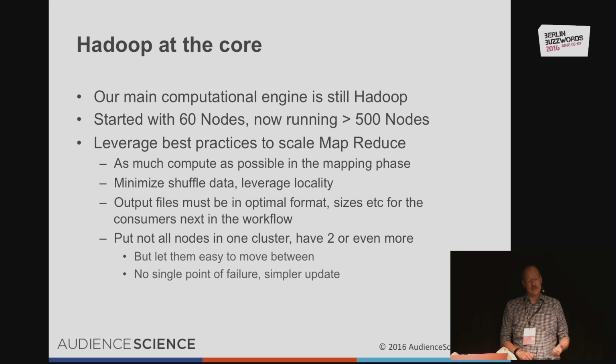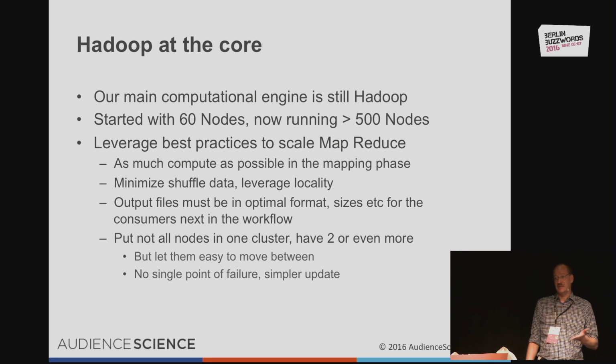Then another big piece is that the output of the jobs must be in a format and in a way that's also optimal for the next inputs. So it doesn't fit if your actual job runs well and produces a huge amount of small output files, which ends up with the next job that consumes this getting a lot of mappers, and you get inefficiencies there. And if you get more and more nodes, many guys say, oh, have one big cluster, then everything runs faster, and we run everything on one cluster.